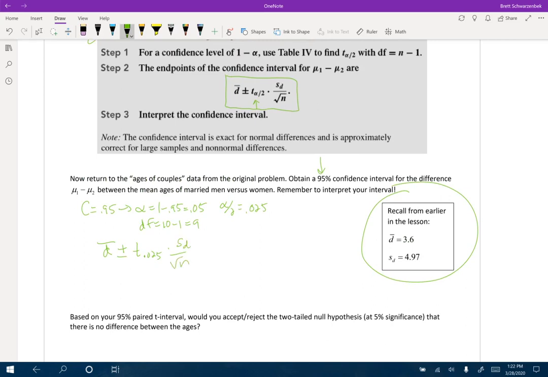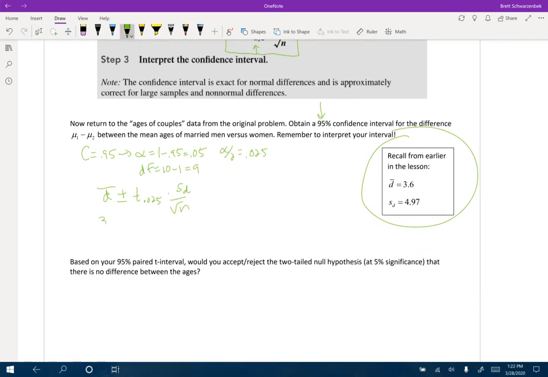So if we calculate that, we're going to get our 3.6 plus or minus 2.262 times 4.97 over root 10, for our 10 couples. This side is approximately 3.554, which means our interval is going to be 0.046 to 7.154.